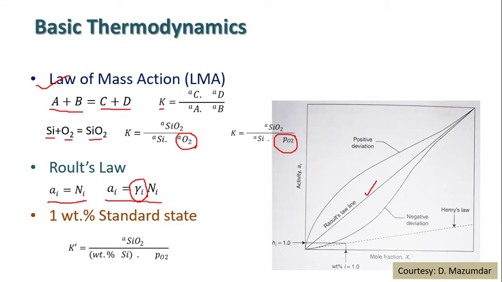activity coefficient. If this activity coefficient is more than unity, then it is positive deviation. If it is unity, then it is the straight line, that is Raoult's line. If it is less than unity, then it is called negative deviation.